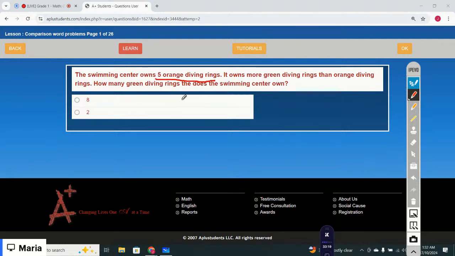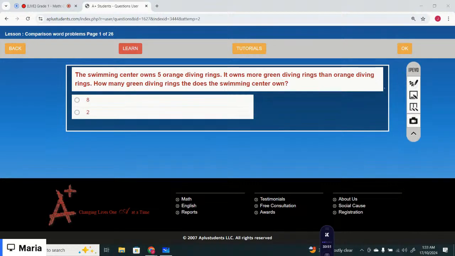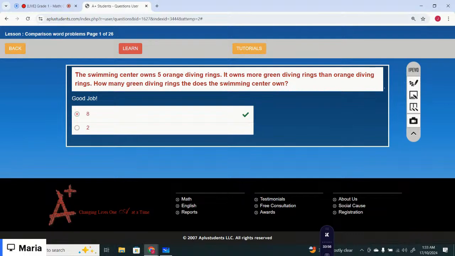The swimming center owns 5 orange diving rings. It owns more green diving rings than orange diving rings. So more than 5, you have two options, 8 and 2. So more than 5 is 8. So the correct option is 8. Option number 1 is the correct option.